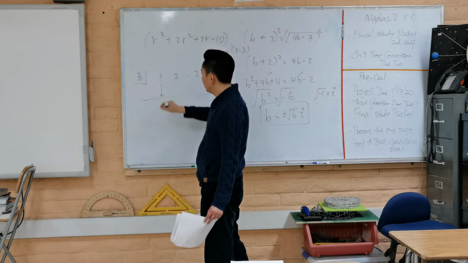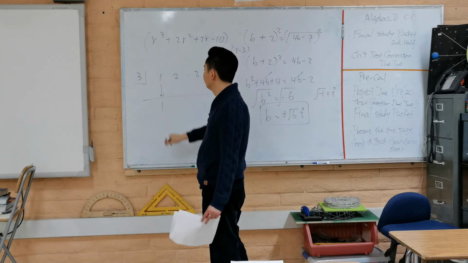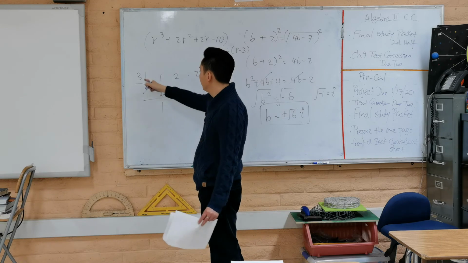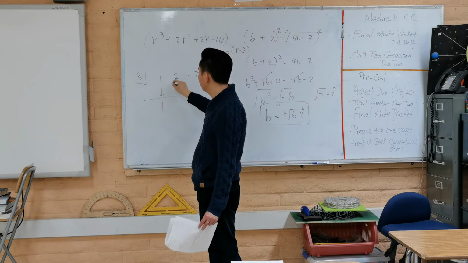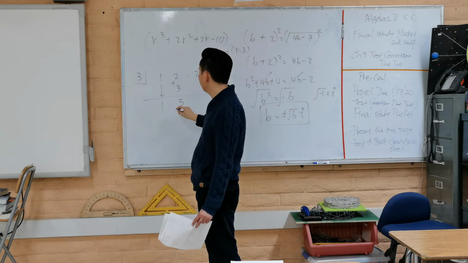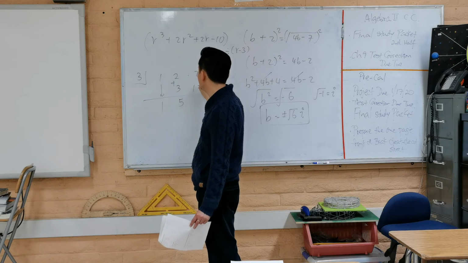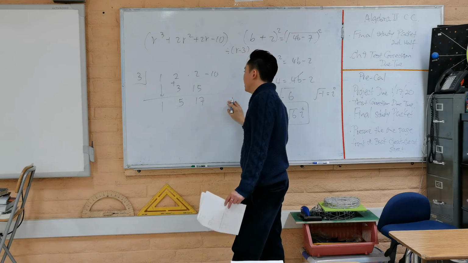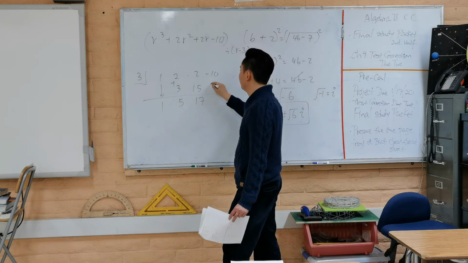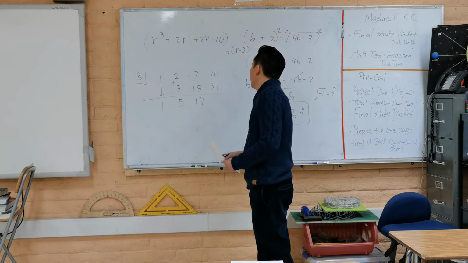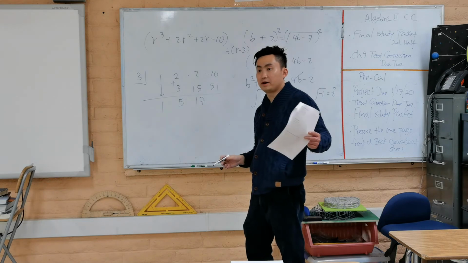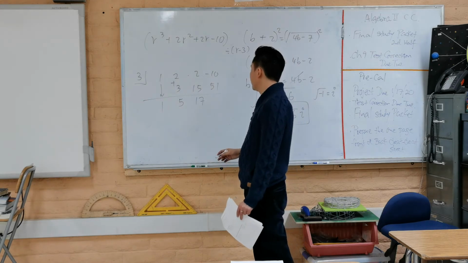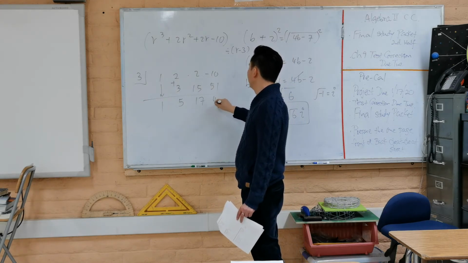First number, we don't do anything about it, bring it down, so it's 1. And then 1 times 3, so we have 3 plus 2, so we got 5 here. 5 times 3, that's 15. 15 plus 2, 17. 17 times 3, and then we have 51. And then plus negative 10, that means the final remainder will be 41.